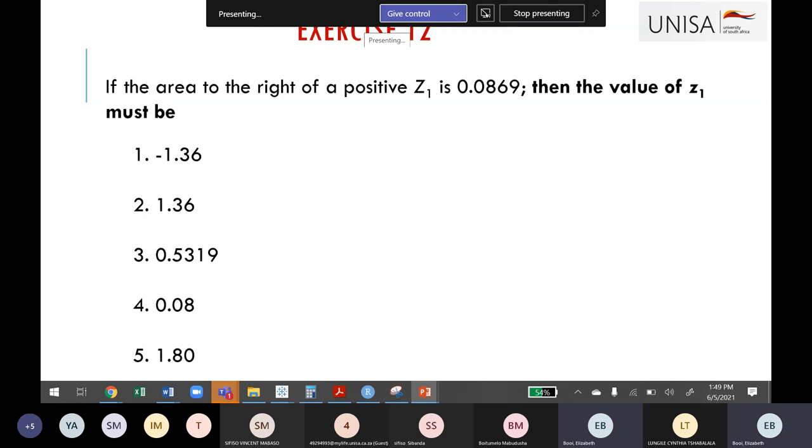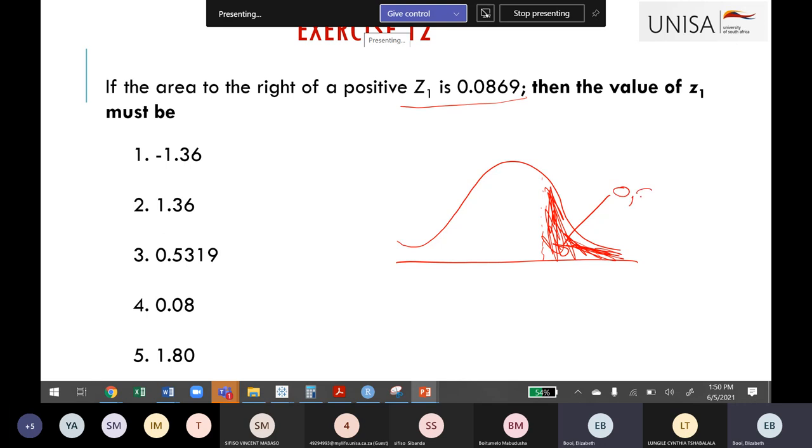If the area to the right of a positive Z1 is 0.0869, then what is the value of Z1? Let's say this is the area, they say this shaded area is 0.0869, what is that Z1 value there? So they have given you the probability. They've told you where to look for it, and they tell you it's positive. To the right is positive. So when they say to the right, therefore they are looking for the greater than.